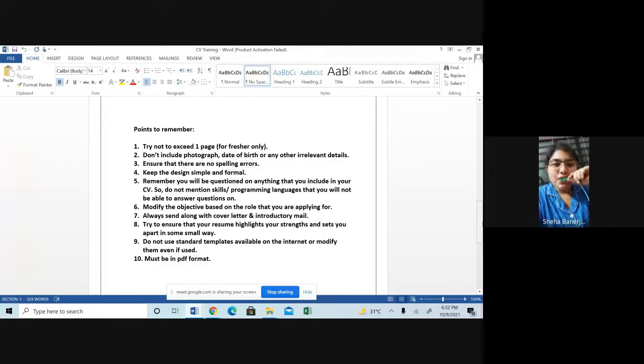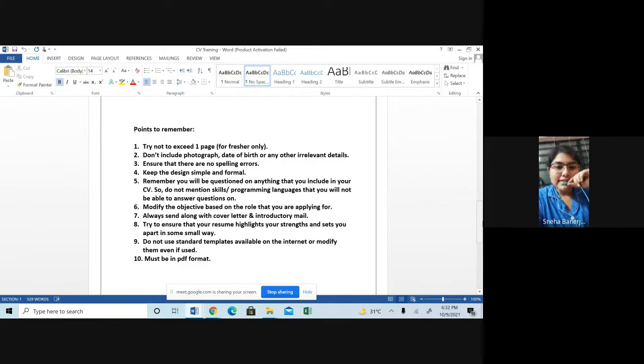The next point is to modify the objective based on the role that you're applying for. So yes, do not send out the same resume for all positions that you're applying for. Make sure that your objective is in line with what the job description suggests.